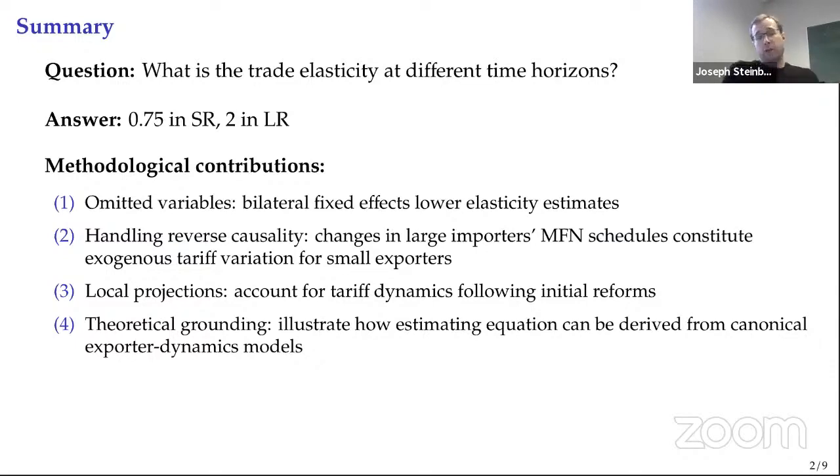Number 3, a new method for thinking carefully about how to estimate these elasticities dynamically using local projections, basically taking into account the fact that tariffs might follow some non-trivial dynamics following some initial reform. We need to take that into account as well. And finally, the model in this paper is not new, and Nitya didn't have time to go into it. But what I really like about this is that the authors are showing some theoretical grounding for their local projections framework. Basically showing how any of the canonical exporter dynamics models, Krugman or maybe even Costas's job market paper, give rise to the main estimating equation that's used in this paper, which I think is really cool.